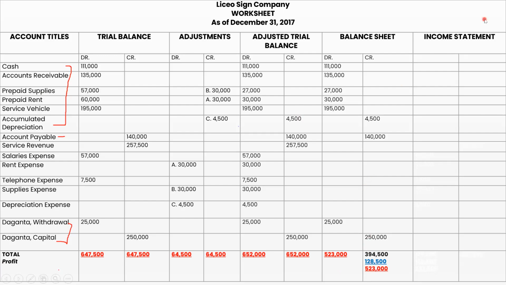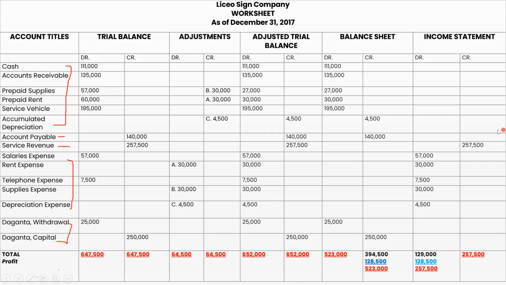Now, sa income statement naman po, ano naman po yung dapat natin i-reflect or dapat na makita natin sa may income statement? Ito, you have your what? Revenue and your expenses. So, yan lang. So, how do you do that? Again, yun lang, i-present mo.